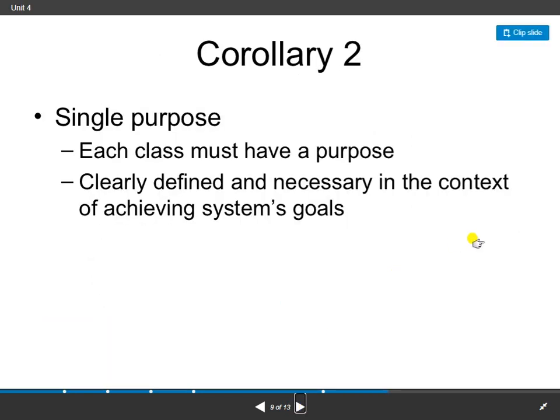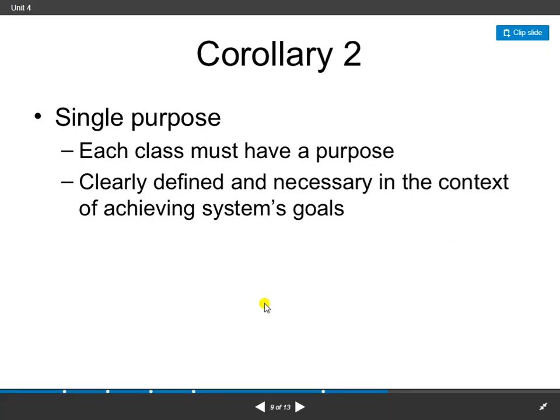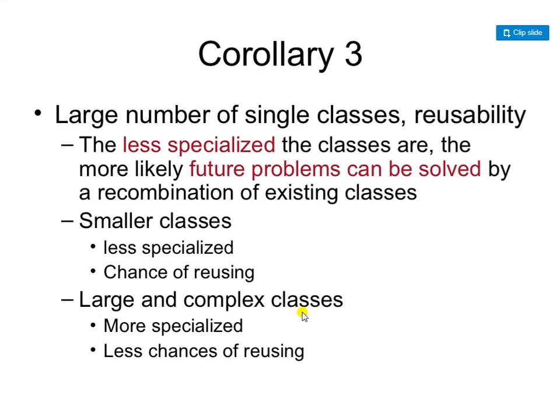Then corollary 2, that is rule number 2, which is used for single purpose. Each class must have a purpose that is clearly defined and necessary in the context of achieving the system's goals. Then corollary 3, that is rule 3, which defines the large number of single classes.